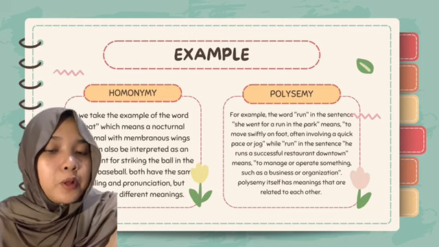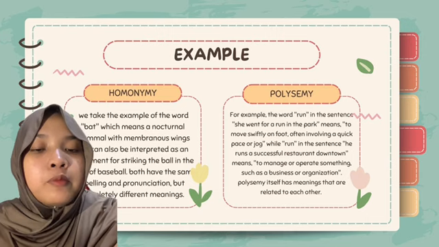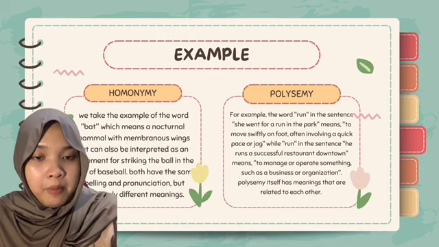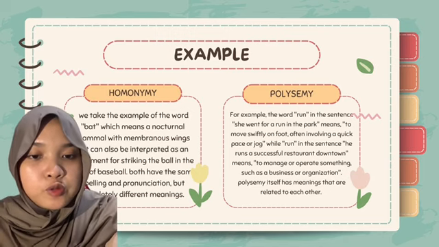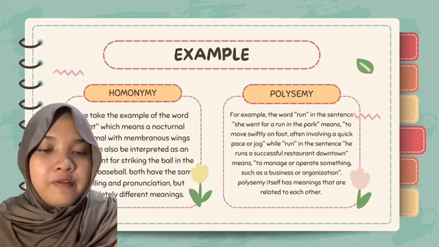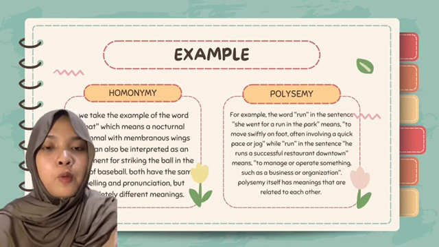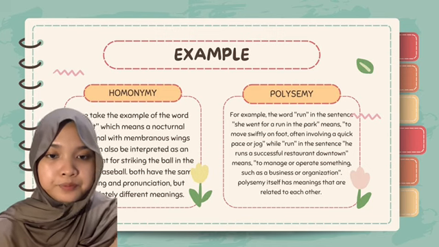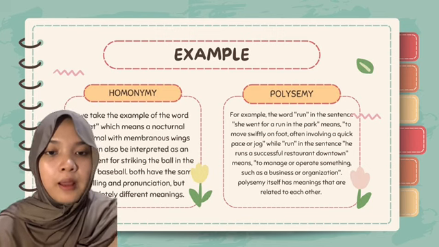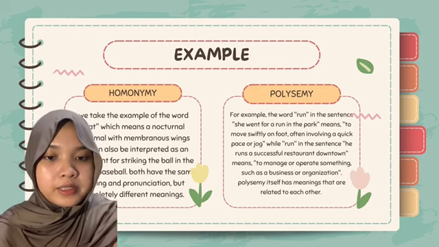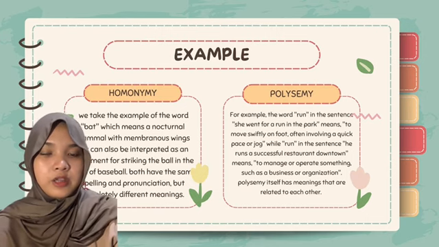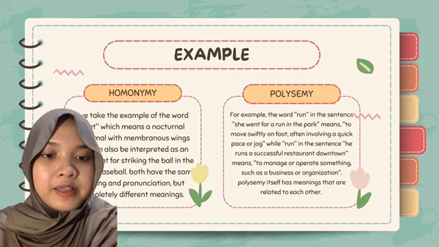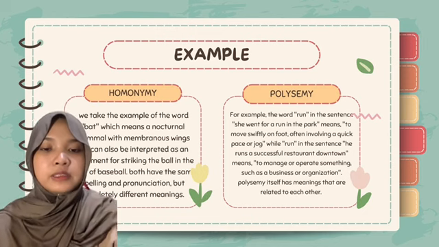And for polysemy, we take the example of the word run. In the sentence, she went for a run in the park, run means to move swiftly on foot, often involving a quick pace or jog. While run in the sentence, he runs a successful restaurant downtown, means to manage or operate something, such as a business or organization. Polysemy itself has meanings that are related to each other.